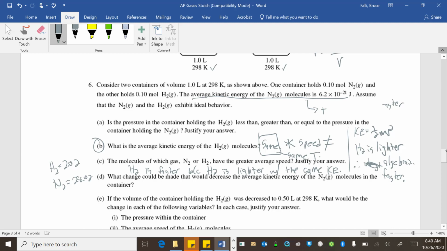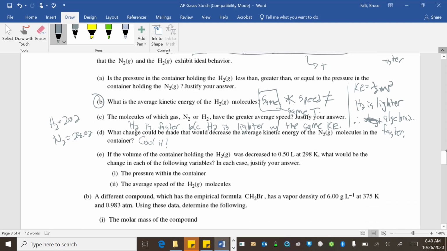What change could be made that would decrease the average kinetic energy of N2 molecules in the container? Remember how average kinetic energy is basically temperature? You could cool it, mister. And it doesn't ask us to explain it, so we're lucky.